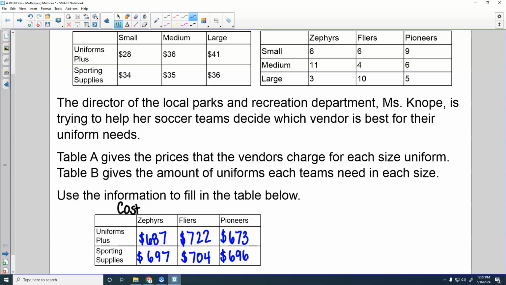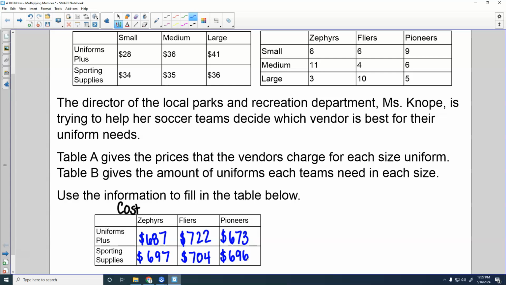But if they are ordering them all together, so if she's ordering all of these uniforms together, which one's going to be cheapest? Did I add those together right? Are you sure? Yeah, I think so. $15. Yeah, let me make sure I have it. Add those together again.